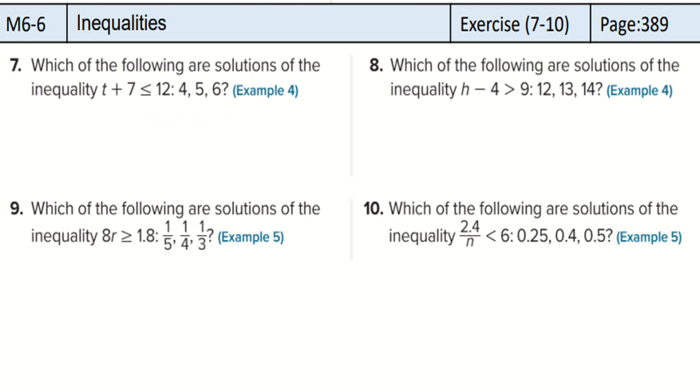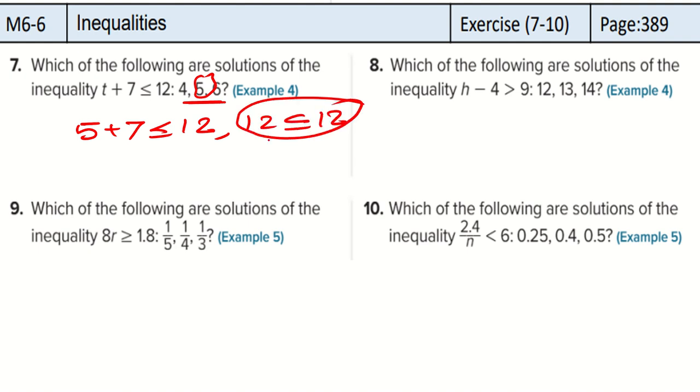Okay. Now, next is, which of the following are the solutions of the inequality? Again, the same type of question. These are the values of t, so just place it here. I am doing it directly, okay. If you do it 5 here, so 5 plus 7 is less than or equal to 12. So, what we get? 12 less than or equal to 12. Is this correct? Yes, because 12 is equal to, this answer is correct.